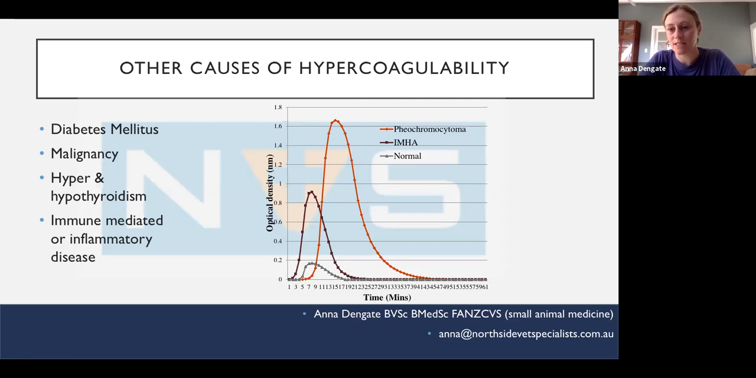And because it is endothelial disease, that's sort of in circulation. So there's a lot of procoagulant factors being released into circulation. Hyper and hypothyroidism both impact clotting.